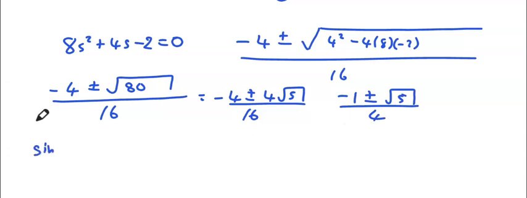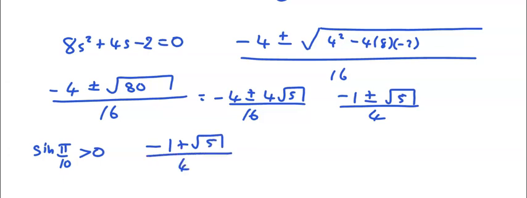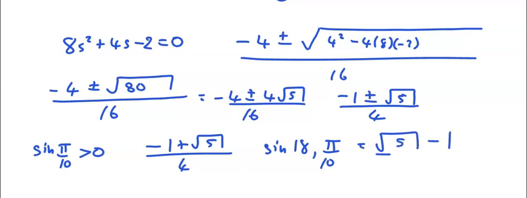Now, the sine of pi by 10, or 18, is greater than 0, so we don't want the one with minus 1 minus root 5 upon 4, so it must be minus 1 plus root 5 upon 4. And so sin 18, or sin pi by 10, is root 5 minus 1 upon 4.